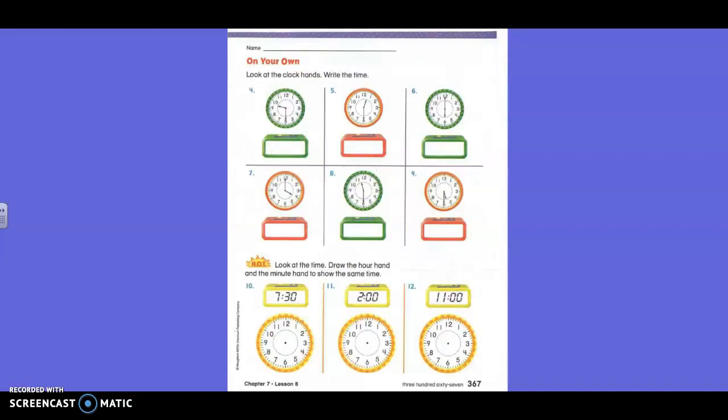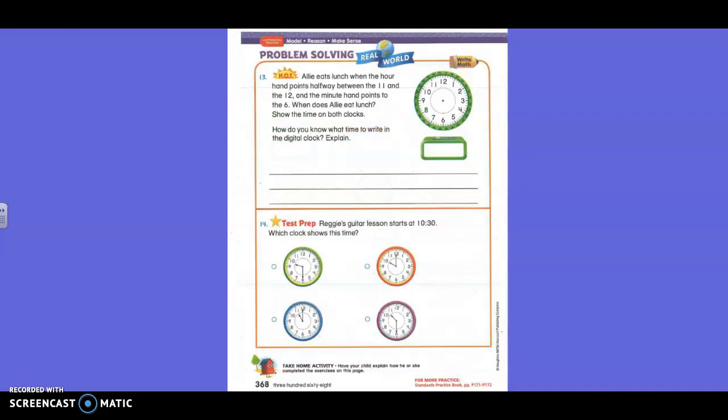Okay. Next page. You guys are going to do on your own with a partner. And they're going to do those with a partner too. I think you can do those with a partner. Okay, you're doing the little hands and the big hands. Okay. Let's go to the last page. Turn your page over.